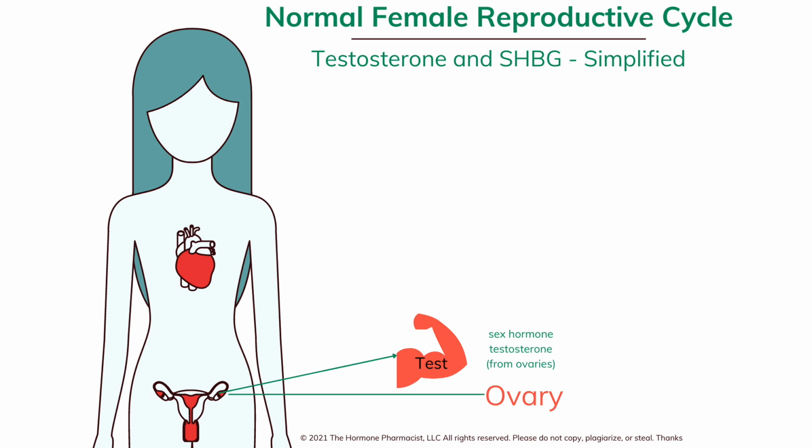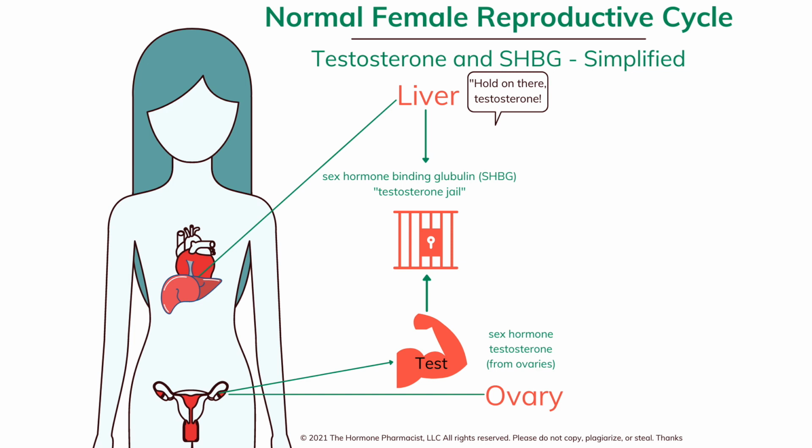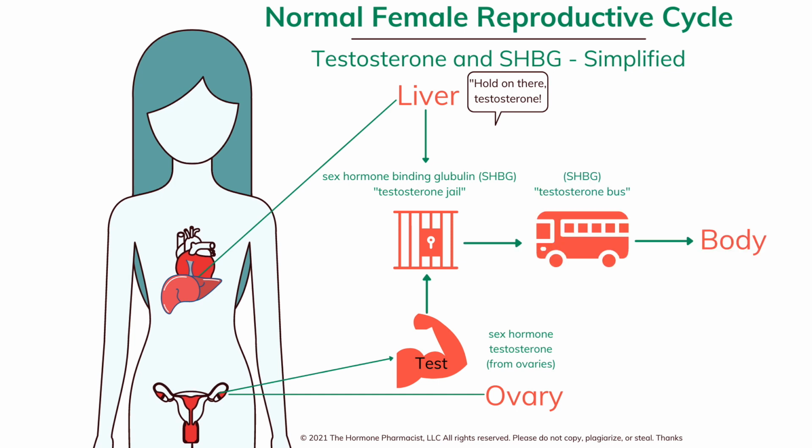Now, there's also something called sex hormone binding globulin, and that's produced by the liver. And the liver makes this SHBG, and you can think of it as jail for testosterone. It puts out a message that says, hold on there, testosterone, not so fast. And it keeps testosterone from just going crazy, going everywhere in the body. And SHBG not only acts as a jail, it also acts as a bus. Testosterone hops on the bus and is taken around the body to various places where it needs to go.